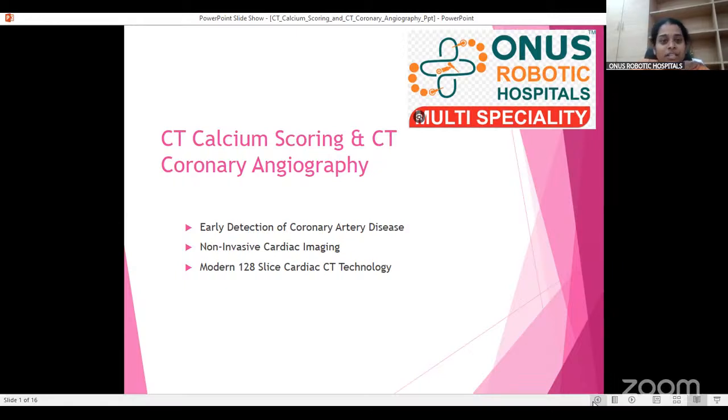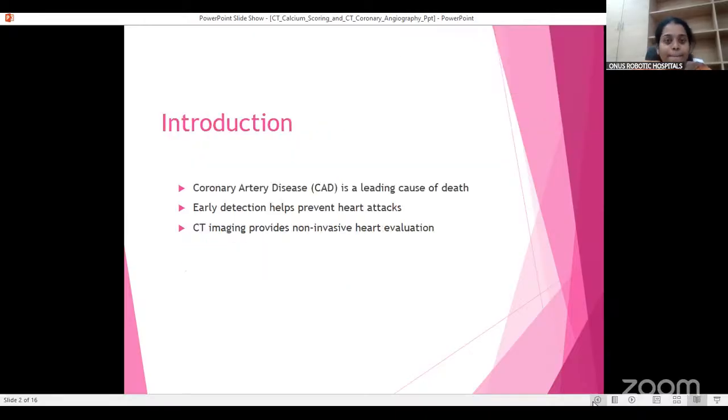So today we will be discussing a topic about CT calcium scoring and CT coronary angiography. So what are these and what is the difference between the two? First, coming to the benefit of both, when we do the CT calcium scoring and CT coronary angiography, we can detect the CAD, coronary artery disease, at a very early stage. It's a non-invasive method and it can be done with cardiac CT technology.